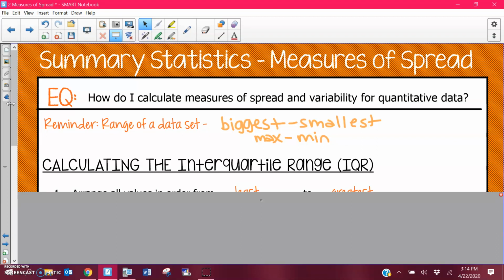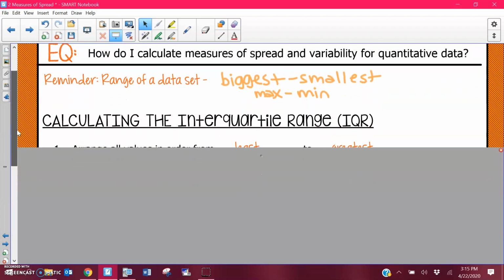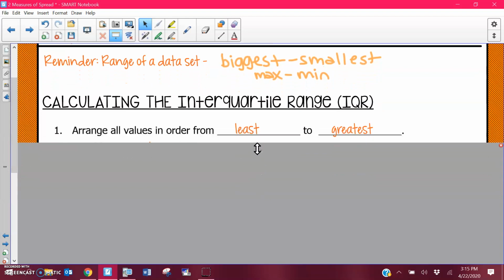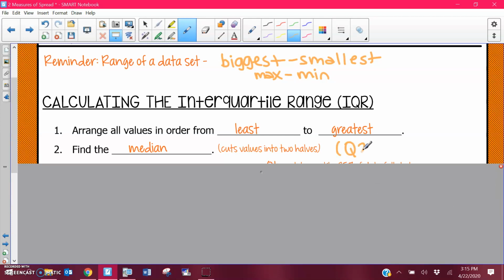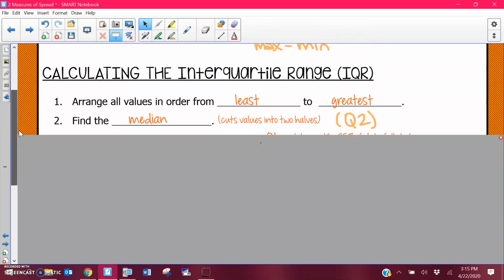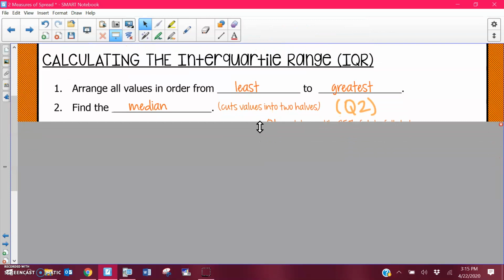So in order to calculate your interquartile range, you're going to do the same thing we did for median. You're going to arrange all your values in order from least to greatest, surprise. Then you're going to find the median. The median is where your data is cut into 2 halves, right? So that's the 50%. Sometimes they call this Q2. I don't know why. It's silly. It already has a name. It's called the median. But once you find the median, that tells you where your data splits in half.